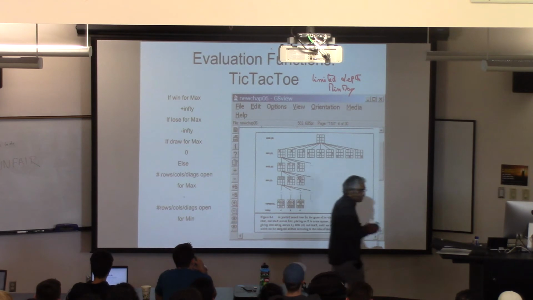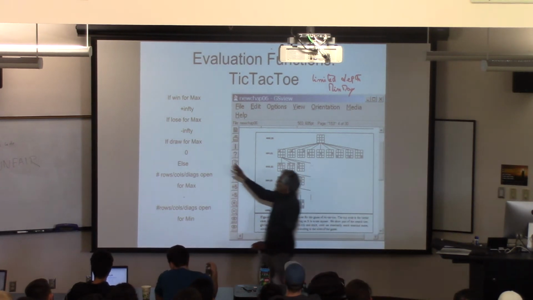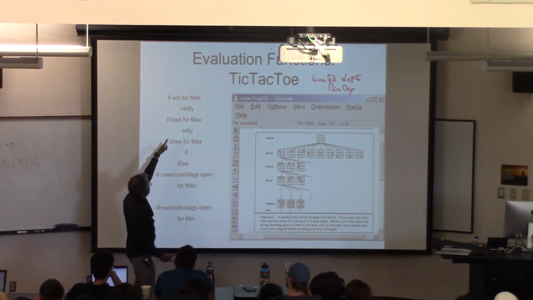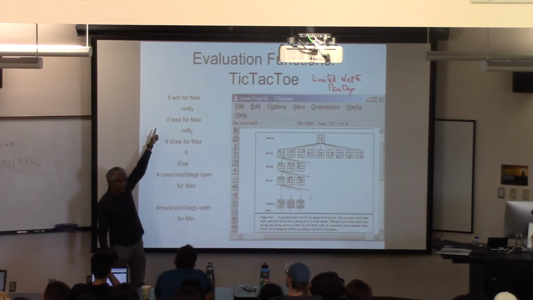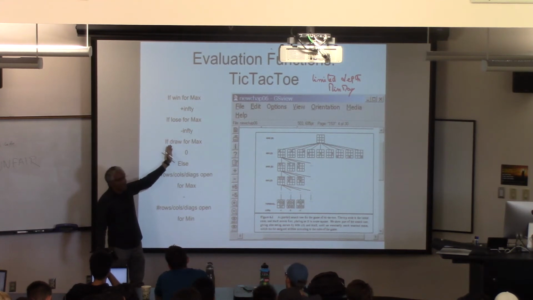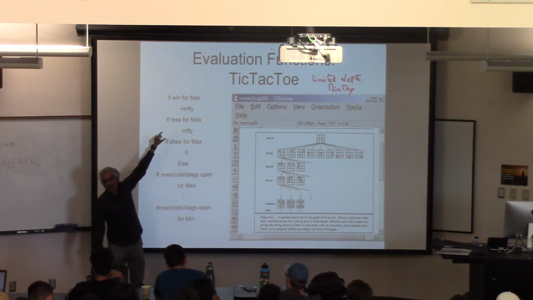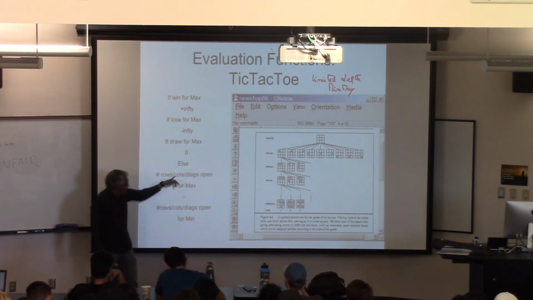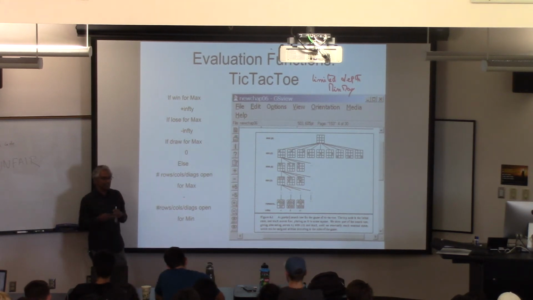My point being that I assume at the minimum, you will know a terminal state when you see one. If it comes and bites you, you say, hey, you're a terminal state. So all evaluation functions should be able to see if it is a terminal state, and if it is a win for max, give it plus infinity. Loss for max, give it minus infinity. If it's a draw, give it a zero as the value. This is the minimum every evaluation function does. And if it's none of these, then it's not a terminal state.